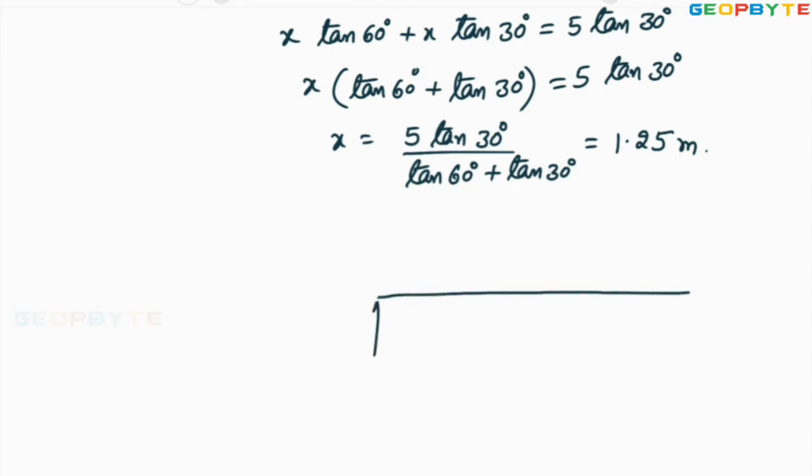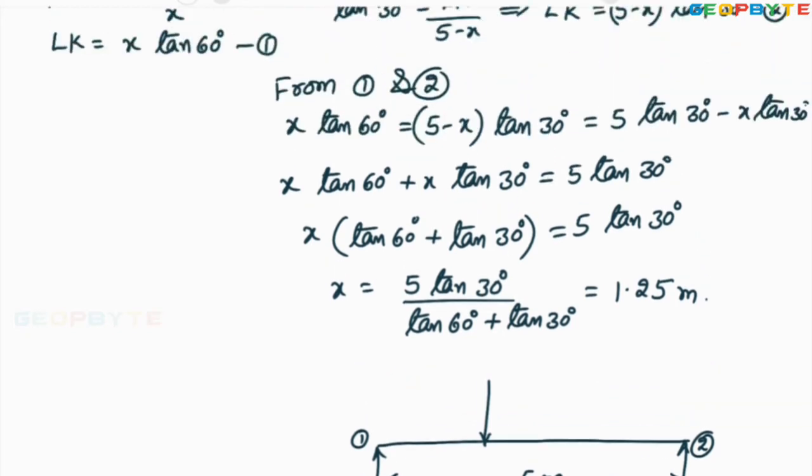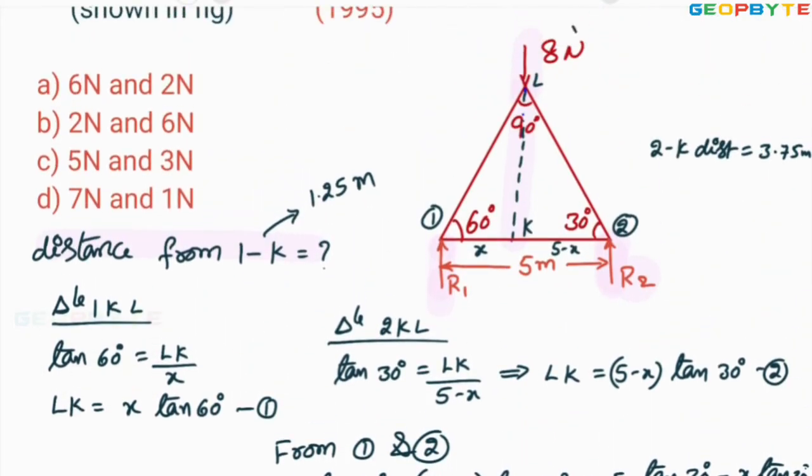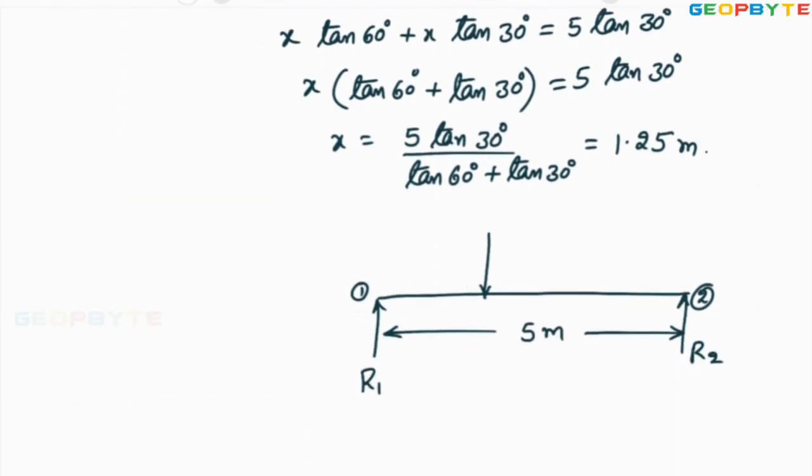This is the beam. The distance between the two supports is 5 meters. This is support 1 where the reaction is R1. Support 2, the reaction is R2. The load is acting. How much load is acting? Should be very careful. The load is 8 newtons, acting at a distance of 1.25 meters from support 1 and 3.75 meters from support 2.